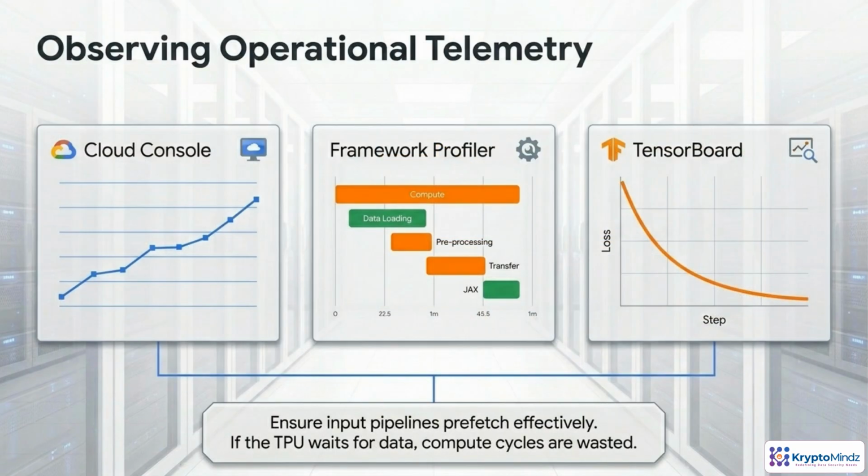On TPUs, telemetry is how you preserve your speedups. Start with platform metrics to check overall utilization and confirm that TPU cores are staying busy. Then use framework profilers to break each step into compute, data loading, pre-processing, and transfer. If data or pre-processing dominate, the TPU is stalling. Finally, compare this with your training curves. A smoothly improving loss combined with high utilization usually indicates that the input pipeline is prefetching effectively and not wasting compute cycles.